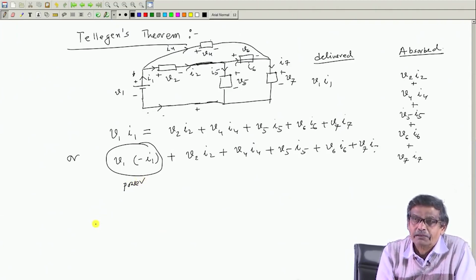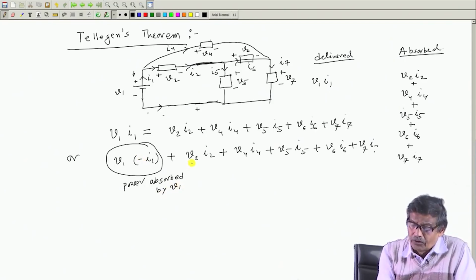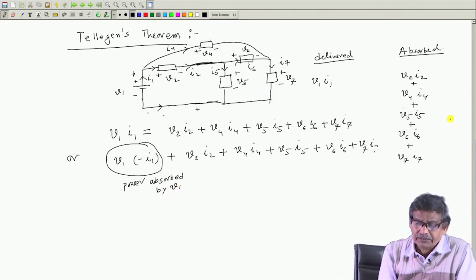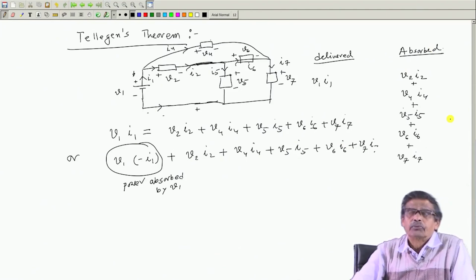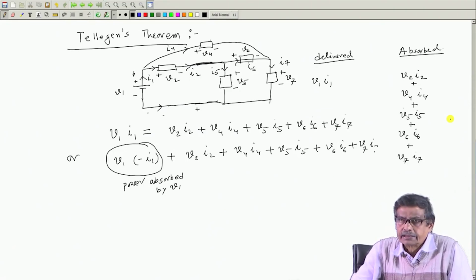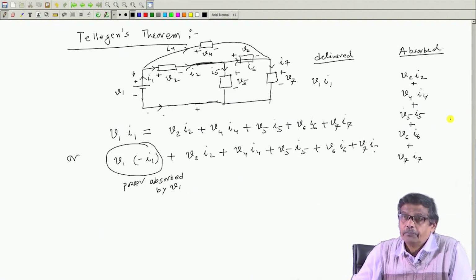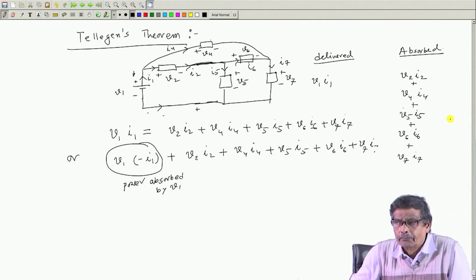That means it is really delivering power. Power absorbed by V1, and these are of course all power absorbed. So, this way I can write. Therefore, henceforth in networks, I will assign the currents and voltages and always calculate power absorbed by different elements. I am sure some of the terms will become negative, let them become, but mathematically that is also correct.